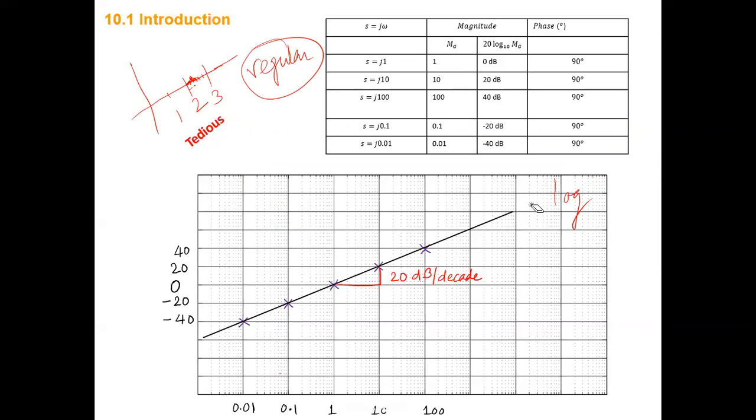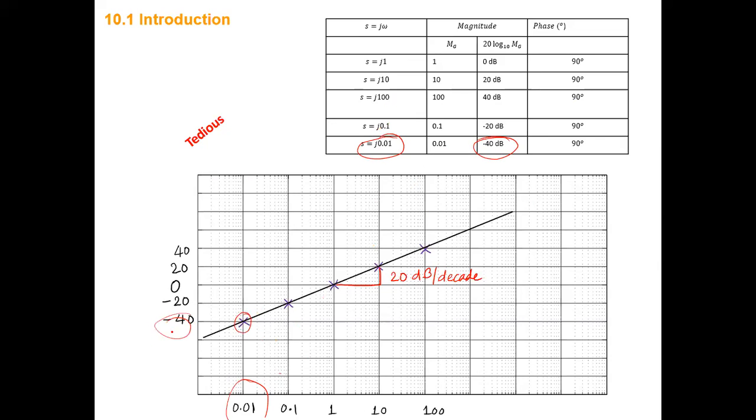Okay. Now let's plot the data. We have the data ready. Let's do the plotting. Let's begin with 0.01 here. I started with 0.01. Then the next one is negative 40. This is my negative 40 dB.